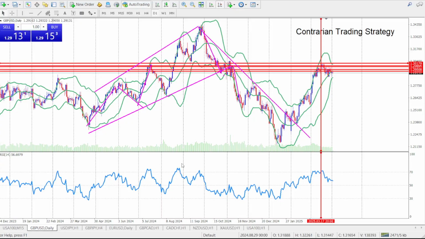Now let's look at the challenges with this strategy. One is timing. Timing is critical. Markets can remain overbought or oversold longer than expected. So that's one of the challenges. And then it requires patience. Waiting for confirmation signals is essential. So that is the reason why risk management and proper execution are key to success. And that is how you can apply the contrarian trading strategy.